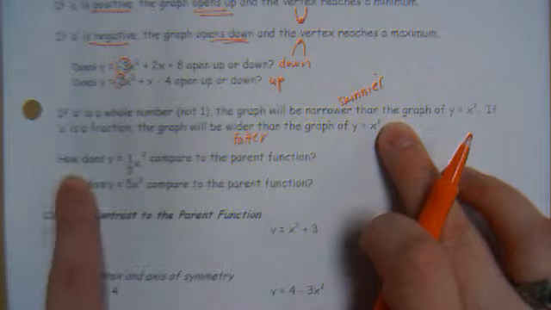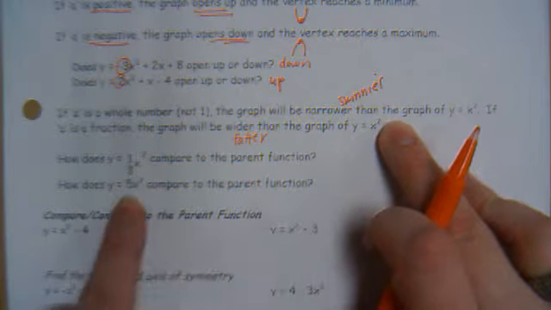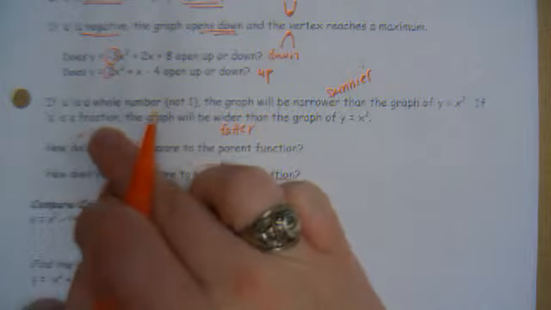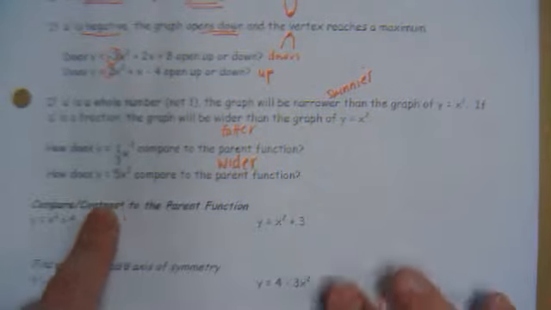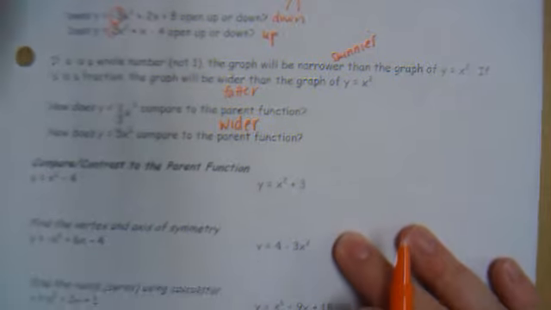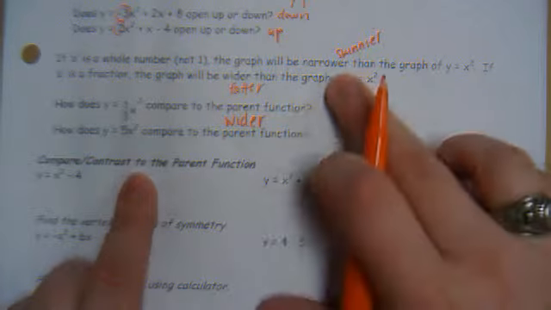So how does y equals 1/3 x squared compare to the parent function? Well, this 1/3 is a fraction, so fraction means wider. Then how does y equals 5x squared compare to the parent function? That's a whole number, it's bigger than 1, so it's narrower.